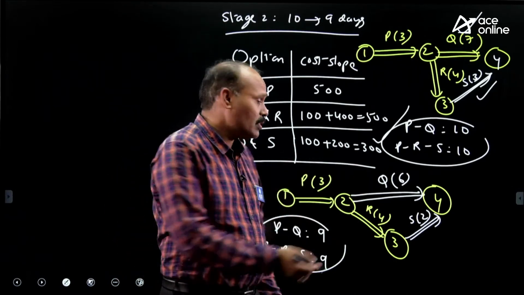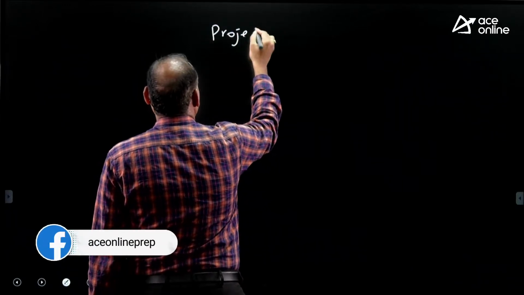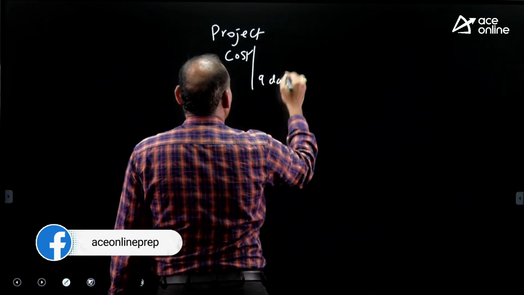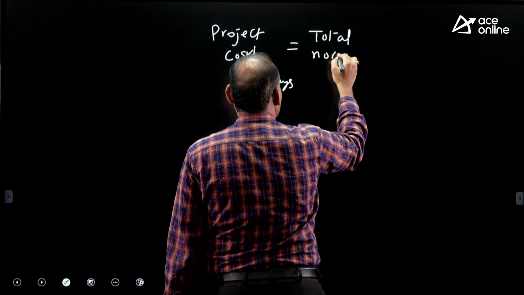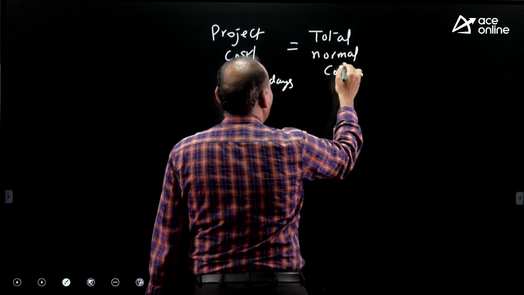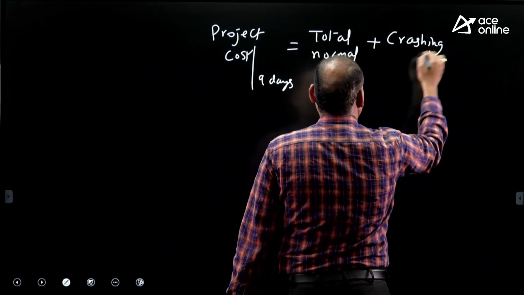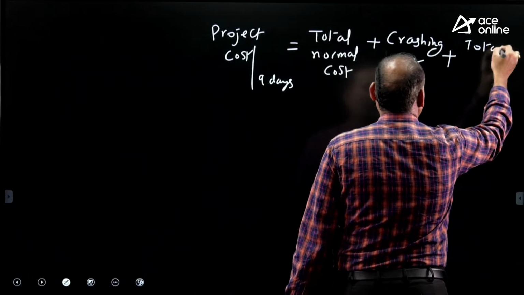What is the cost for this 9 days? So the project cost for 9 days is the total direct cost or normal cost, plus the crashing cost in 2 stages, stage 1 and stage 2, plus the total indirect cost.